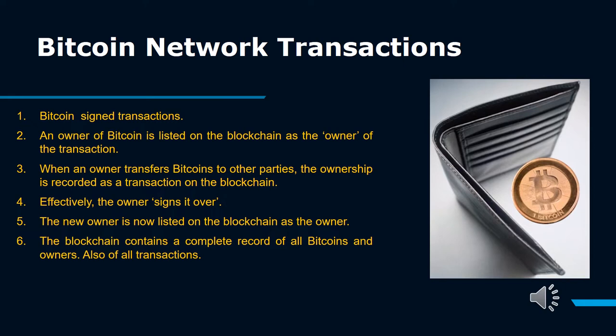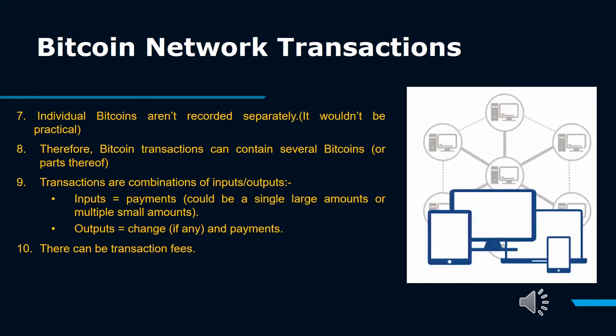An owner of Bitcoin is listed on the blockchain as the owner of the transaction. When an owner transfers bitcoins to other parties, the ownership is recorded as a transaction on the blockchain. Effectively, the owner signs it over. The new owner is now listed on the blockchain as the owner. The blockchain contains a complete record of all bitcoins and owners, and also of all transactions. Individual bitcoins aren't recorded separately. It wouldn't be practical. Therefore, Bitcoin transactions can contain several bitcoins, or parts thereof.